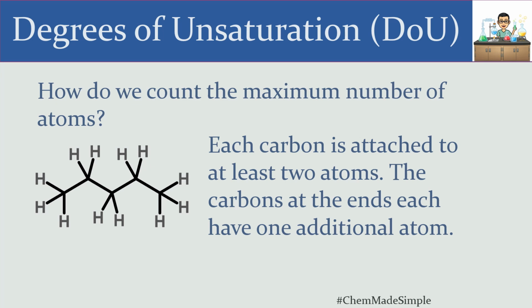And so that means that my maximum number of atoms, if I'm looking at the hydrogens on this molecule, is going to equal twice the number of carbons, because each carbon has at least 2 hydrogens, plus an additional 2 for the carbons at the ends. Okay, so when we have only carbons and hydrogens, our maximum number of atoms is going to be 2 times the number of carbons plus 2.